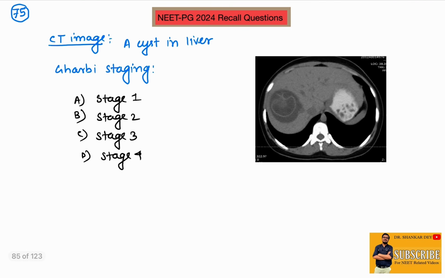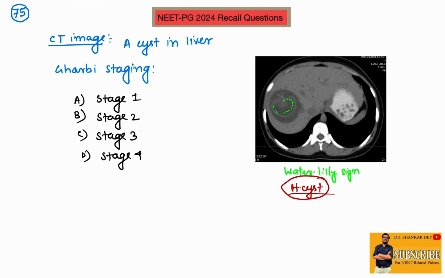The CT image is showing a cyst in the liver. Here you can see some detached membrane, and this appearance is nothing but the water lily sign, right? So this is the water lily sign, suggestive of, yes, you are absolutely right, a hydatid cyst caused by Echinococcus.